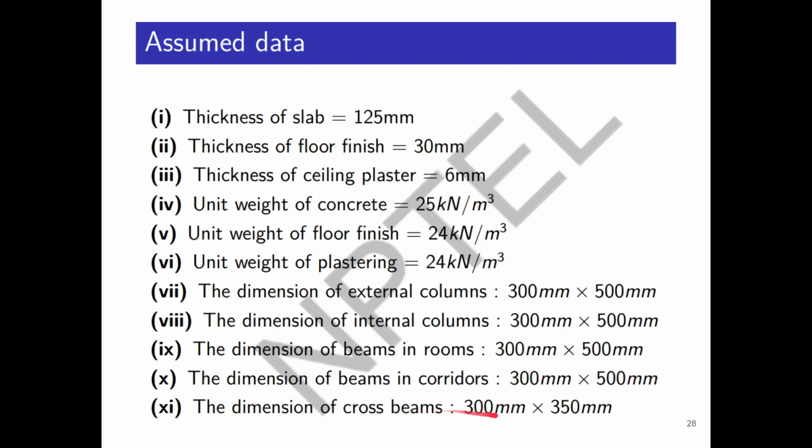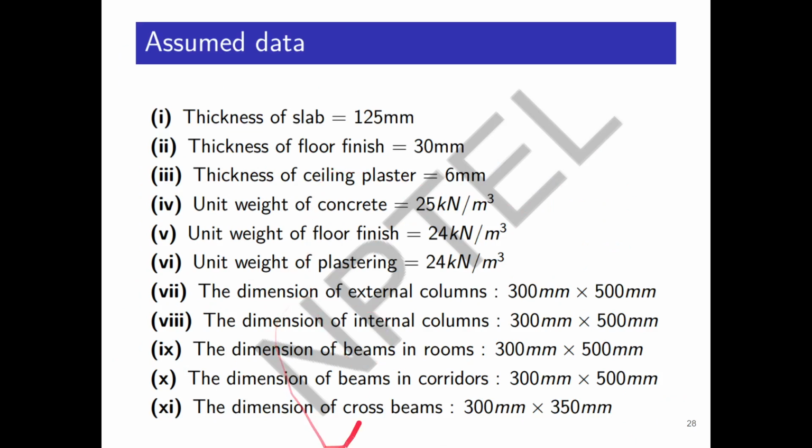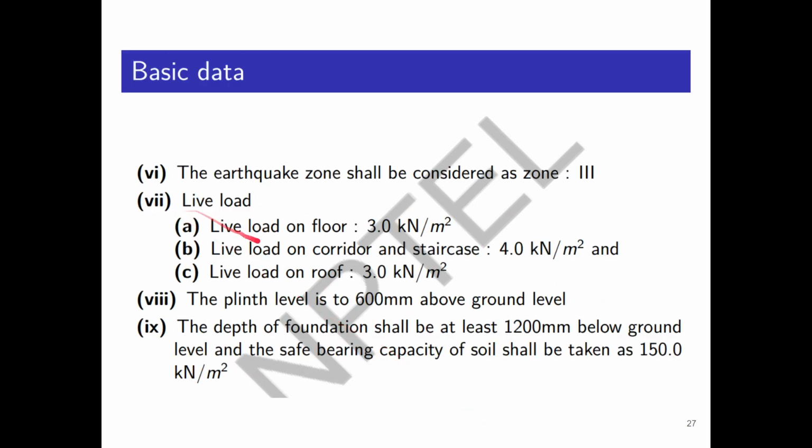And the dimension of cross beams. Cross beams are basically the beams which are acting at the roof, so they share the load taken by the roof. These are beams which connect the main beams, primary beams, in the transverse way at the roof. So they have taken the dimension of cross beams to be 300 by 350. You can say it to be a secondary beam also. So that is the assumed data of the structural elements, and this was the basic data.